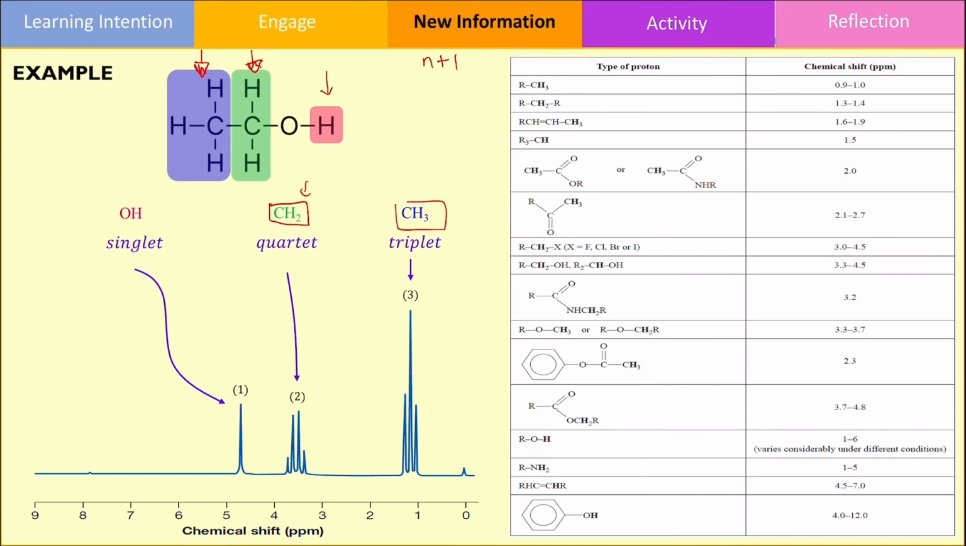Because this hydrogen on the hydroxyl group doesn't have a carbon directly attached to it, this hydrogen will not undergo any splitting whatsoever, which is why it just produces a singlet. Let's now look at another example.